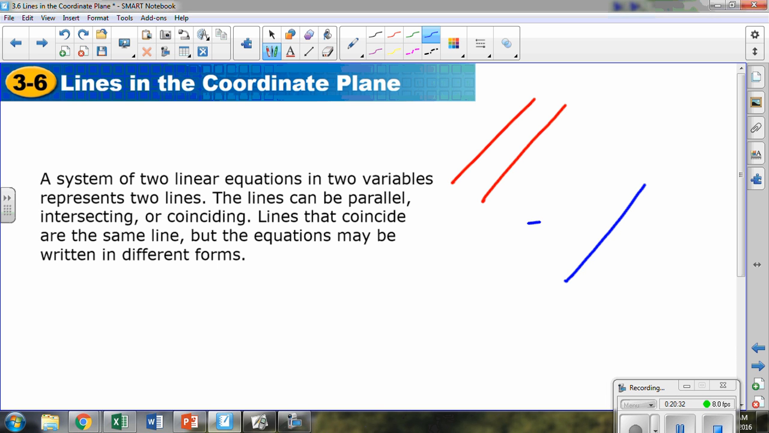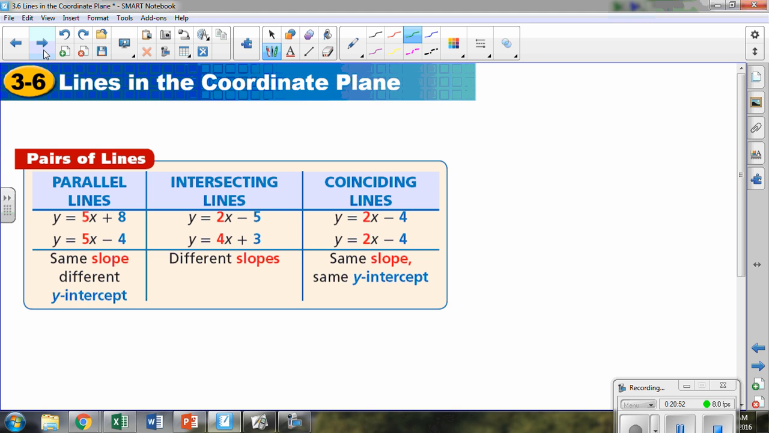We could have lines that cross, in which case that one point is the solution. And it's also possible for you to have a line fall perfectly on top of another line. And when this happens, it's called coinciding. Well, those, of course, have an algebraic structure to them.